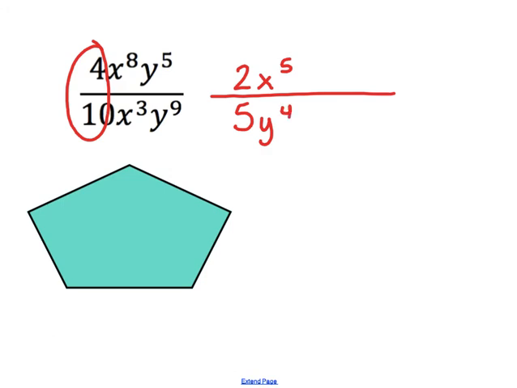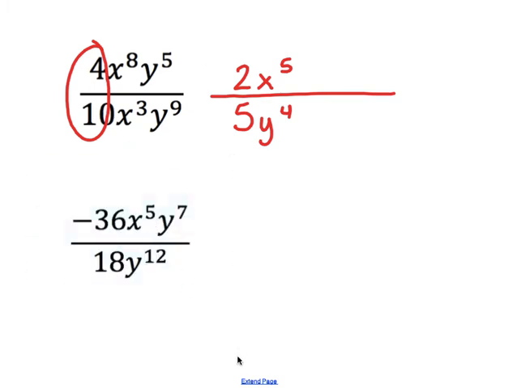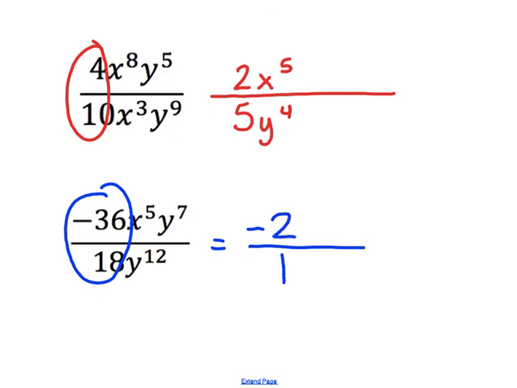Let's try one more. Okay, my numbers in front. Negative 36 over 18 reduces to 2 over 1. Now you can put your negative in front or in the numerator, 2 over 1. Where do I have x's more at? I only have x's in the numerator, so they're going to go in the numerator. And where do I have more y's at? I have more y's in the denominator. I have 5 more y's in the denominator.